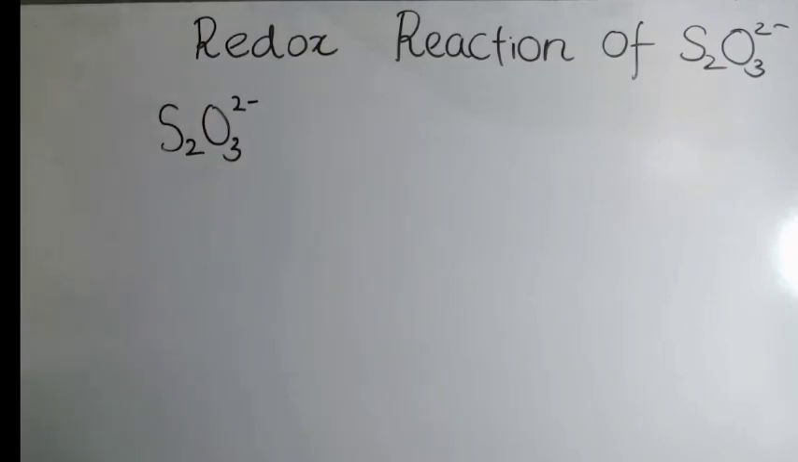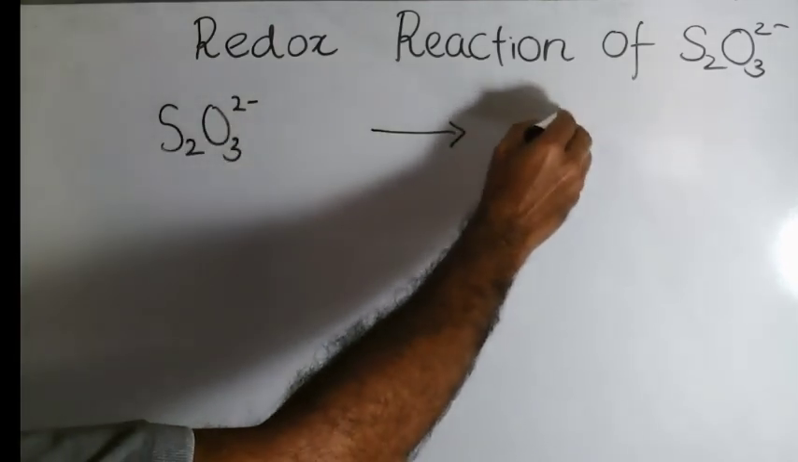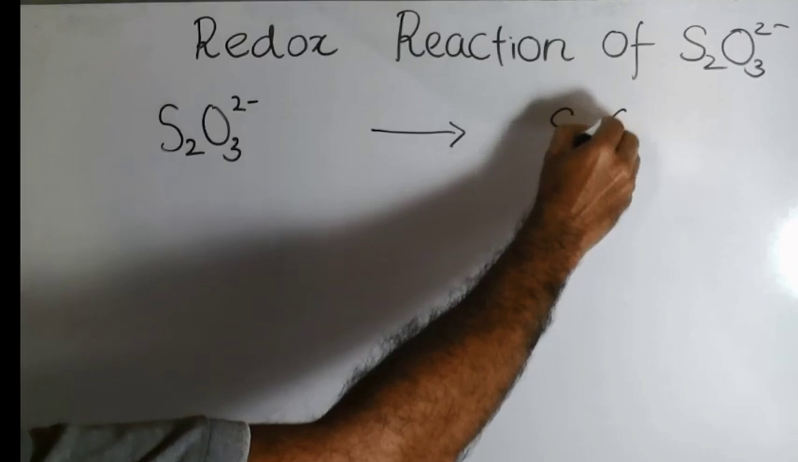In today's lesson, I am going to explain the redox reaction of thiosulphate ion. This reaction is widely used for iodometric titration. So we have to know what that thiosulphate ion is going to convert to. Now, this is going to convert to tetrathionate ion.